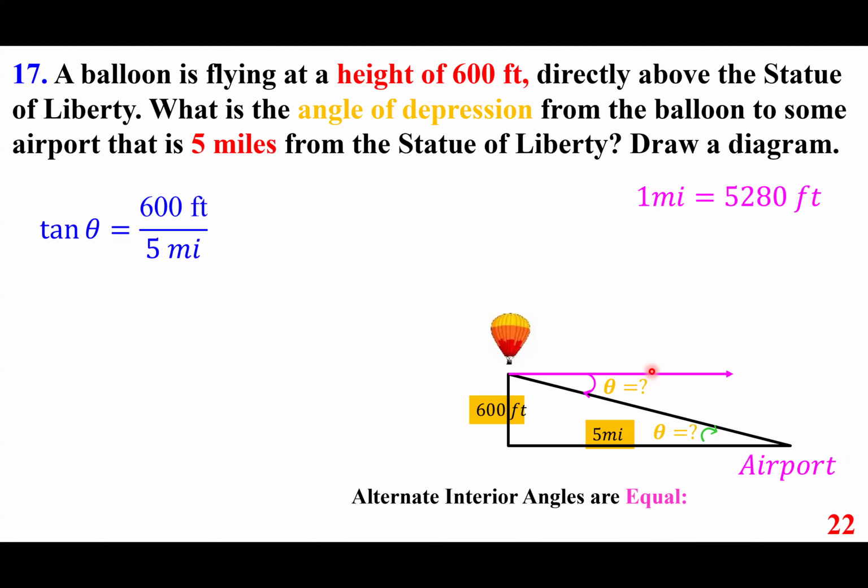So tan of theta is 600 feet over 5 miles. We are going to change either this one to feet or this one to miles. It's easier to change this by multiplying by 5,280. So now both of them are in feet, everybody. And that's the idea. They must be using the same units.